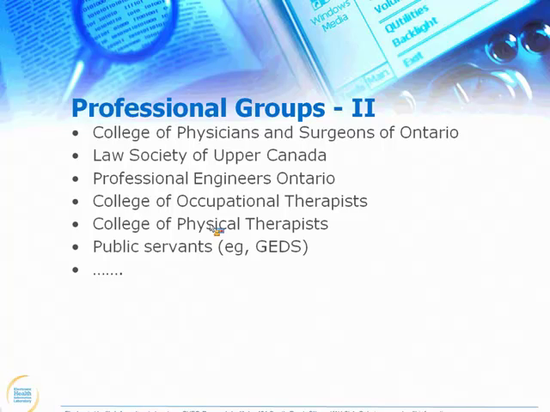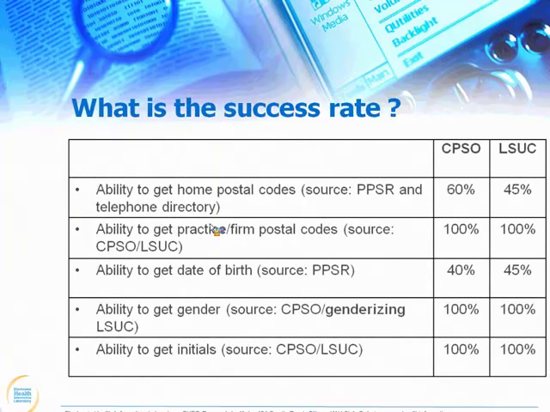So we did such an exercise a couple of years ago with lawyers and physicians in Ontario just to determine how easy it is to get the basic demographics from these public sources. The ability to get home postal codes was 60% for physicians and 45% for lawyers, and date of birth was 40% and 45% respectively. So for about 40% or so, we were able to get the basic demographics that can be used to re-identify individuals in a database, the demographics that would make these individuals unique.